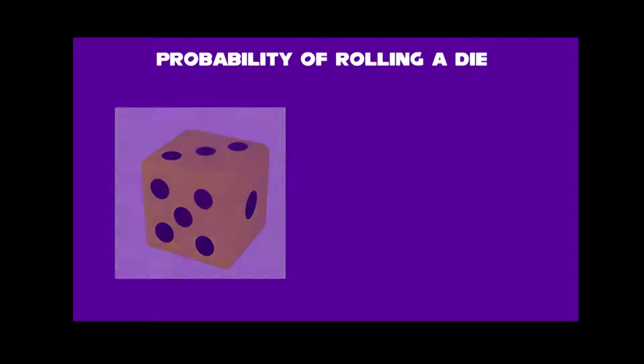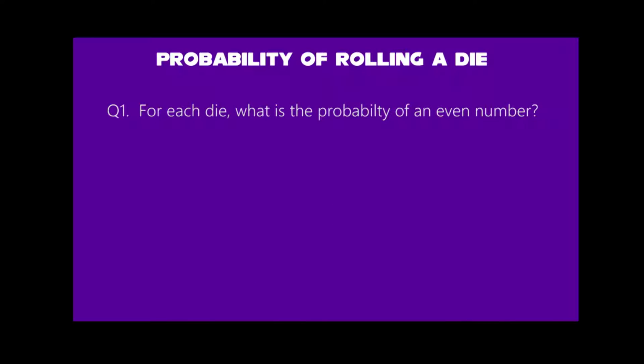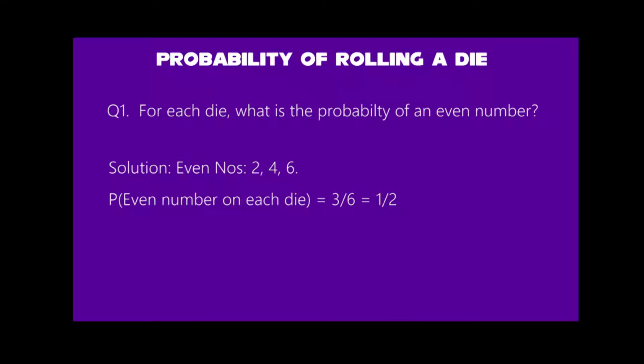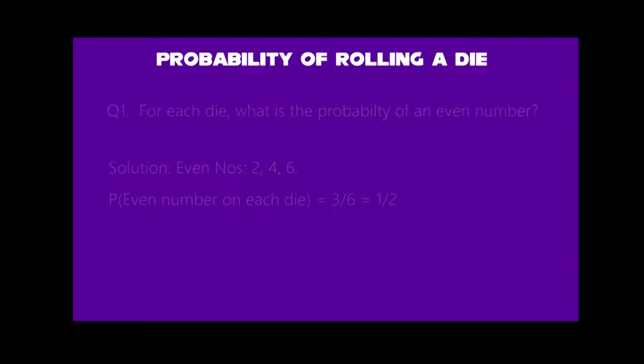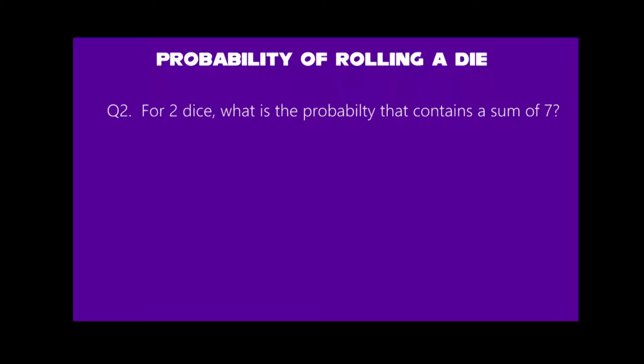For example, let's take 1 die. What is the probability of an even number? This might answer your question. So, this is simple, take 2, 4, and 6. The probability of a die containing even number is 3 by 6, or 1 by 2.